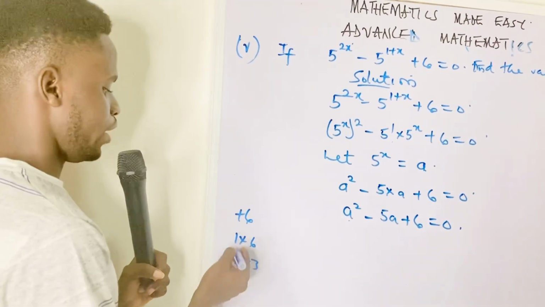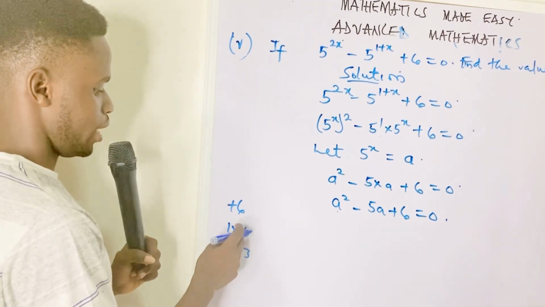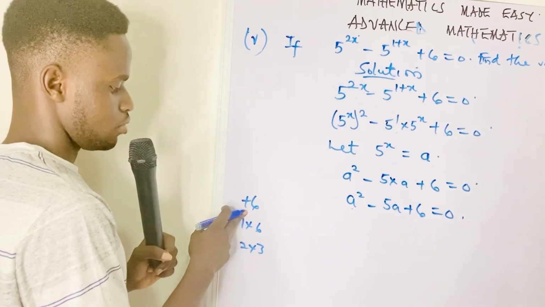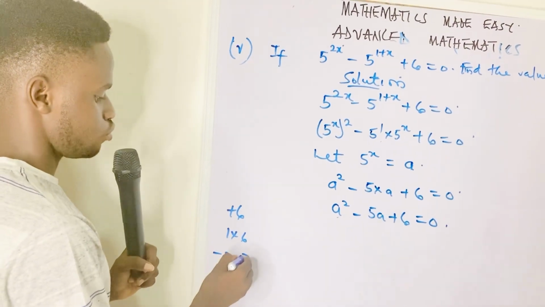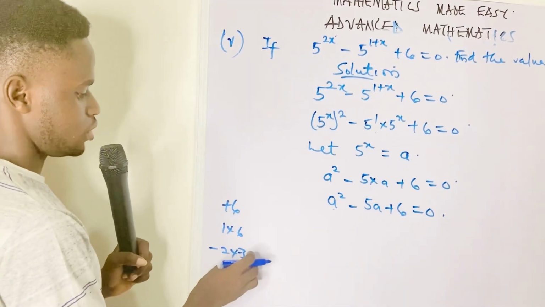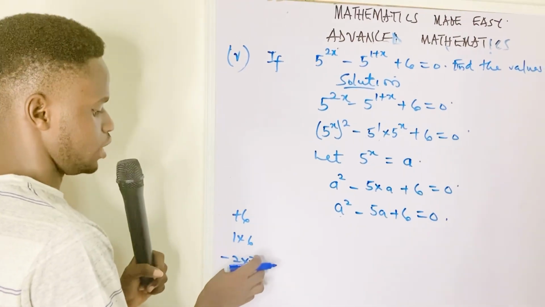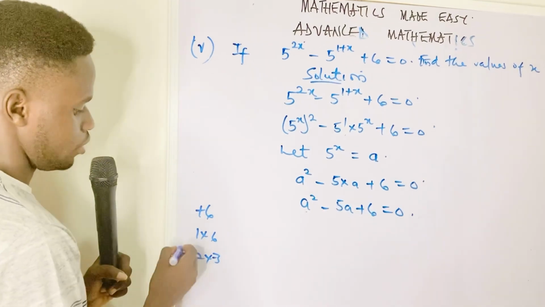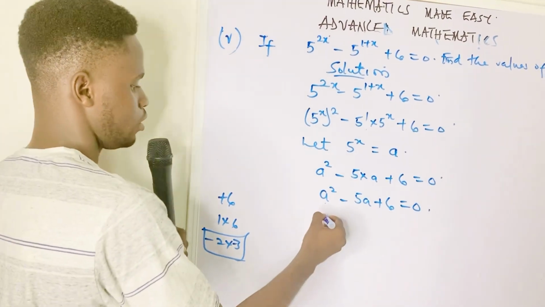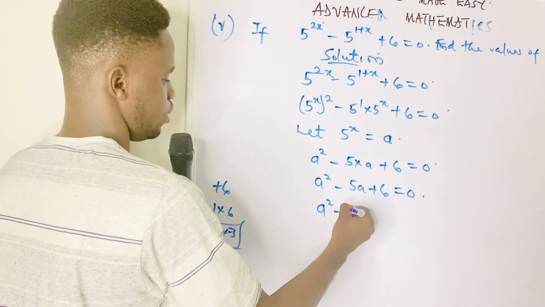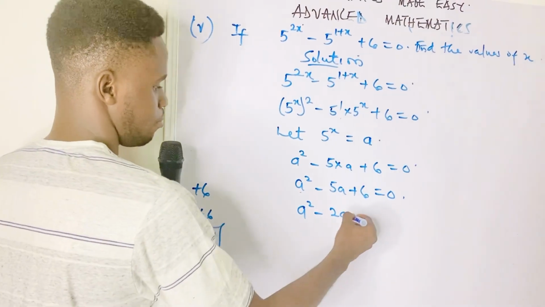You should know that if you have plus 1 times minus 6, you can't get plus 6, it will give you minus 6. So the only way you can get that is having minus 2 and minus 3. Minus 2 times minus 3 will give you plus 6. But minus 2 minus 3, if you add them, it will be minus 5. So you are choosing minus 2 and minus 3. Replace minus 5 with minus 2 minus 3. So we have a squared minus 2a minus 3a.